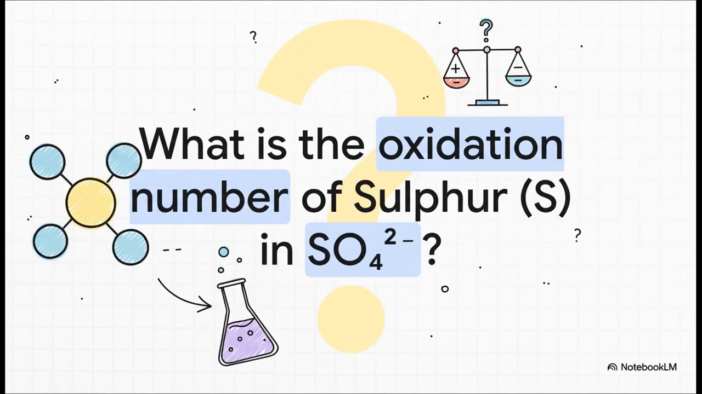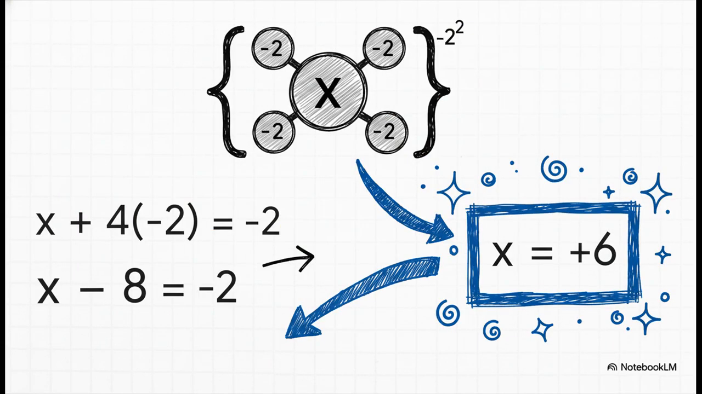Here's a quick challenge for you. What's the oxidation number of sulfur in the sulfate ion, SO4 with a 2- charge? Go on, pause right here, grab a pen, and use the rules we just learned. Give it a shot. Okay, are you ready for the answer?